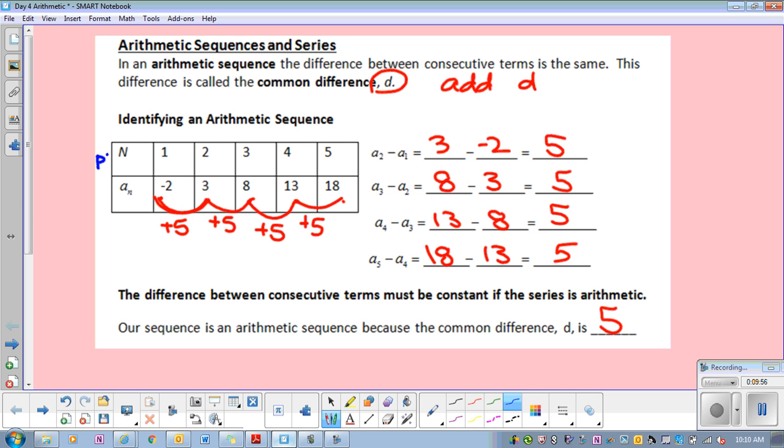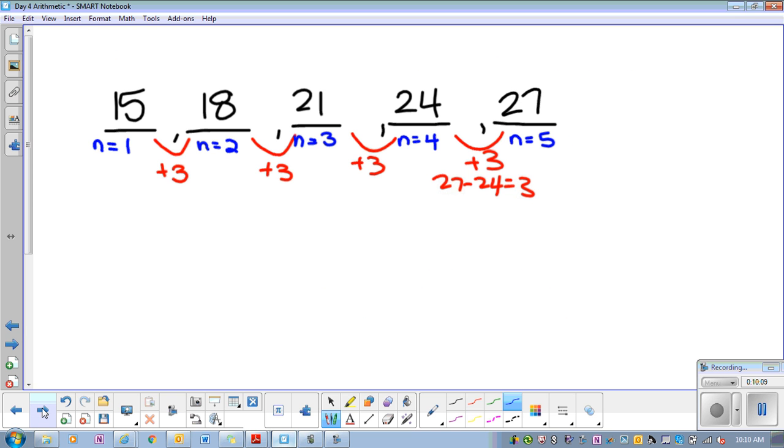N is talking about the place in line or in the list, okay? N is the place in line. But if I want to know the actual number that's in first place, then I call that a sub 1. If it has the little a with the foot, 1, that means the number in the first place is 15. Does that make sense?